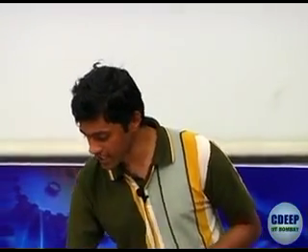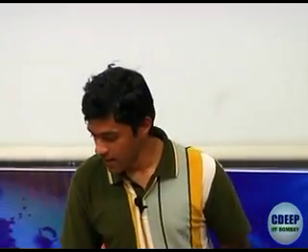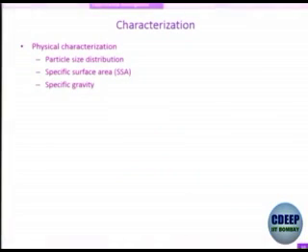Some of the physical characterizations include the particle size distribution. In other words, you find out what the different particle sizes present in the sample are, and how much percentage of each particle size is present in the sample. Specific surface area, the surface area of a material. Surface area you can find out using different methods. One of the methods is the BET method, the nitrogen adsorption method. Here you use nitrogen gas as an adsorbent and you find out the surface area of that material.